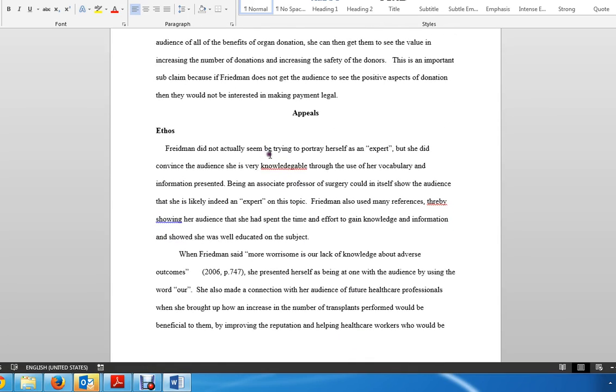Ethos. Friedman did not actually seem to be trying to portray herself as an expert, but she did convince the audience. Why do you think she's not trying to present herself as an expert? She gives her credentials at the very beginning, next to the very first paragraph, which is her very much so trying to convince the audience that she's an expert.